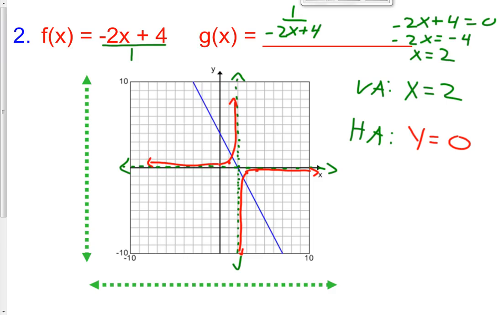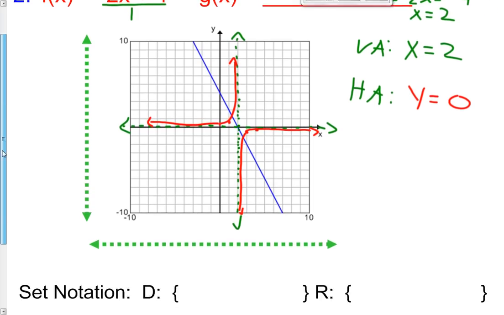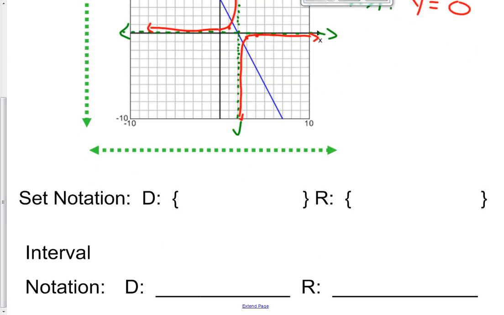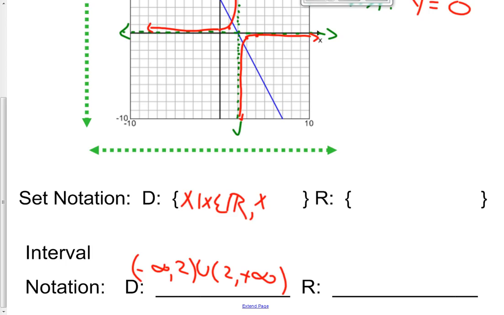So our domain and range is going to be very similar to what we've been talking about recently. Our interval notation is going to be from negative infinity up until our asymptote of 2, union 2 to positive infinity. So x such that x belongs to all the real numbers, except x cannot equal our asymptote, which is 2.